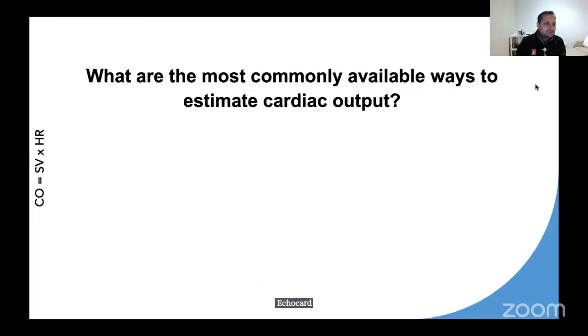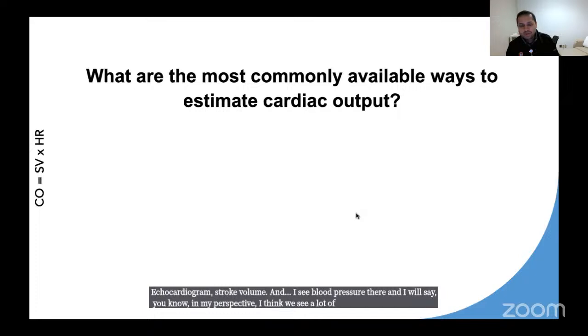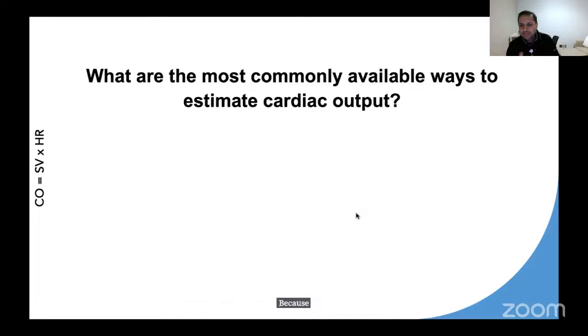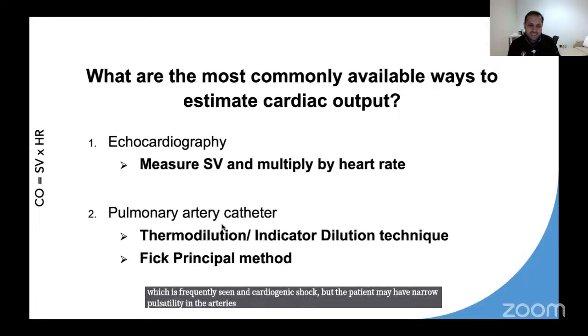Echocardiogram, stroke volume, and I see blood pressure there. In my perspective, we see a lot of cardiogenic shock where your blood pressure or your mean arterial pressure can be normal, because going back to the equation that Dr. Crawford mentioned earlier, MAP equals cardiac output times systemic vascular resistance. So you may have a normal MAP in the setting of a high afterload, which is frequently seen in cardiogenic shock, but the patient may have narrow pulsatility in the arteries and a really poorly perfused state.